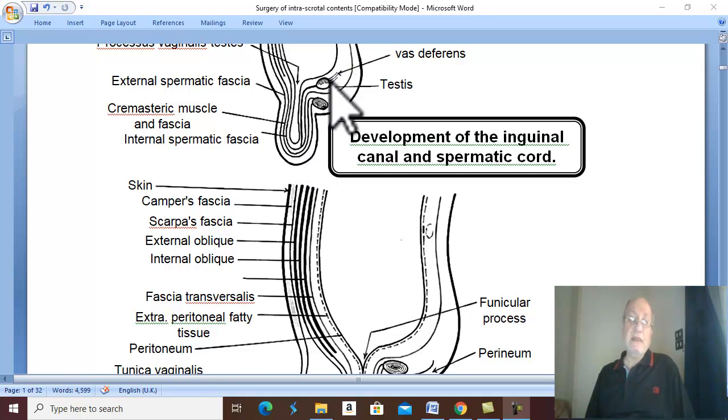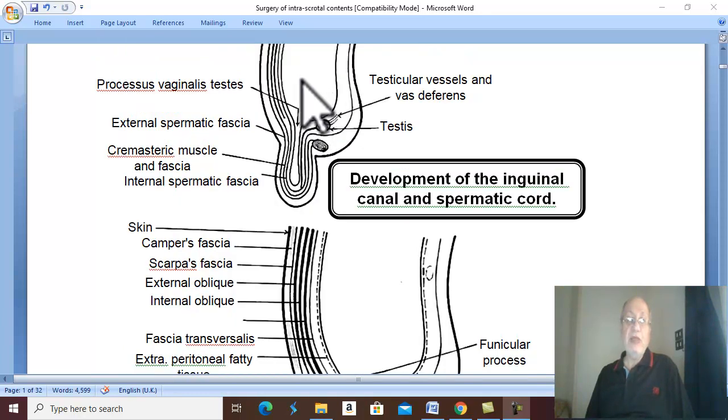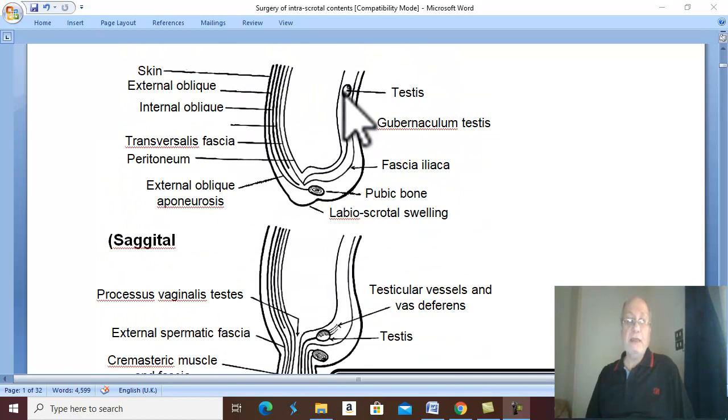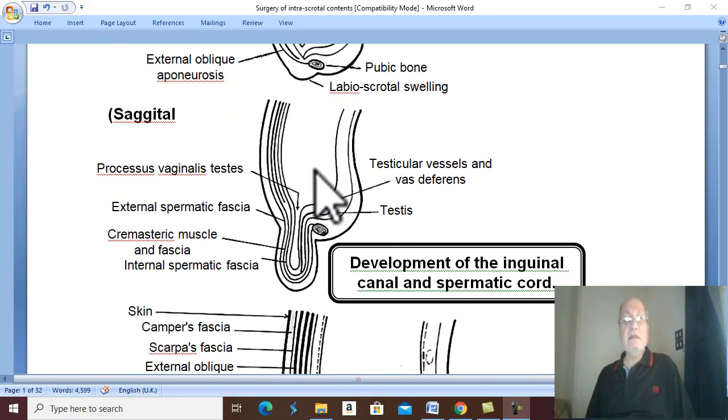During descent of the testis, a fold of peritoneum descends downward to the bottom of the scrotum. This is the peritoneal cavity, because the testis develops retroperitoneal, and the testis descends retroperitoneal to the bottom of the scrotum. During descent, this fold of peritoneum that descends to the bottom of the scrotum is called processus vaginalis.